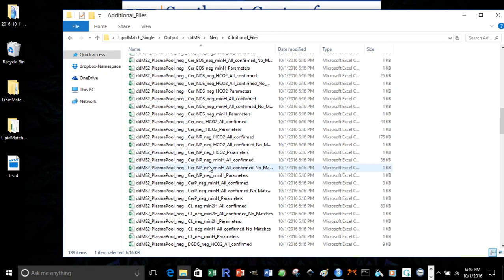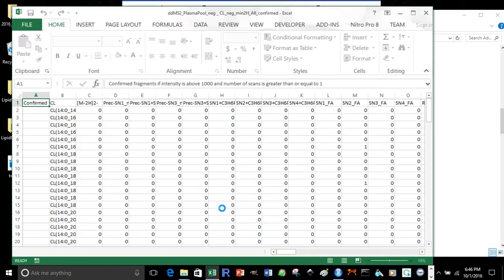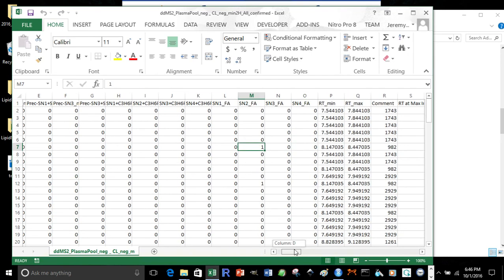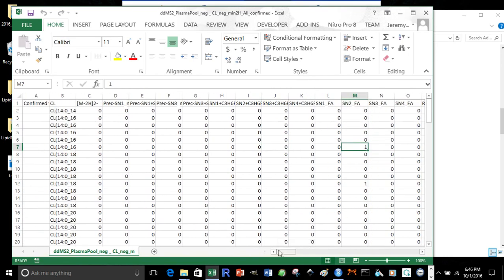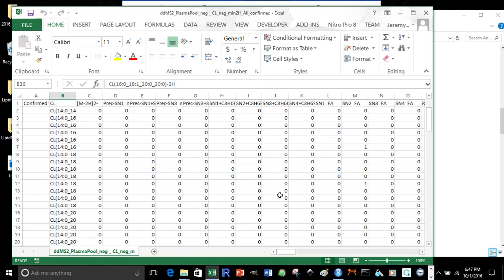Let's take another look. Let's say cardiolipin M-2H. In this case, you can see that certain fragments were observed. So you can scroll through this, and you can see certain ones that might be more likely to have existed, even though you didn't see all the fragments needed for confirmation.